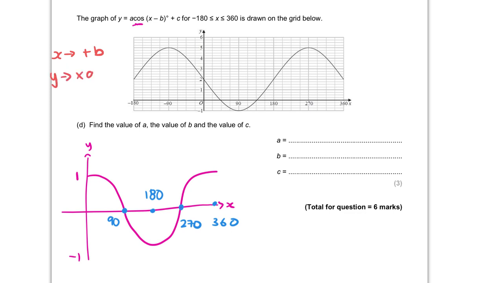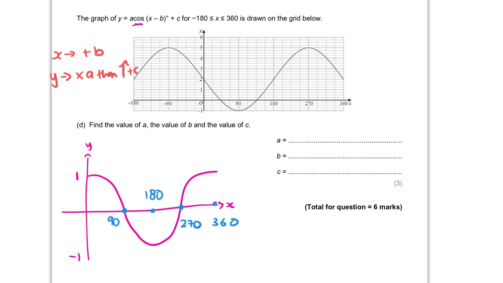Then what did I do to my y coordinates? I multiplied them by a. Then what did I do to them? I moved it up by c. Then it went up by c. I need to understand what I've done to this graph before I even look at how to do this. So what I want you to do now is to give this a go.